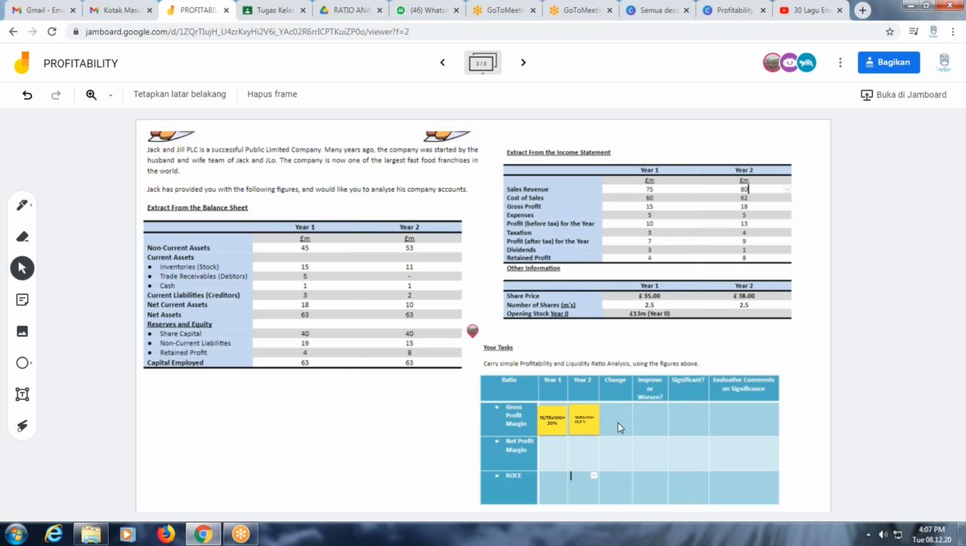So the change is 2.5%. Yes. How about improve and worse? Is it improve or worsen? How about this one? The change is 2.5%, so yes, it is improved. I think it's improved. Yes, improved. Okay, thank you very much.